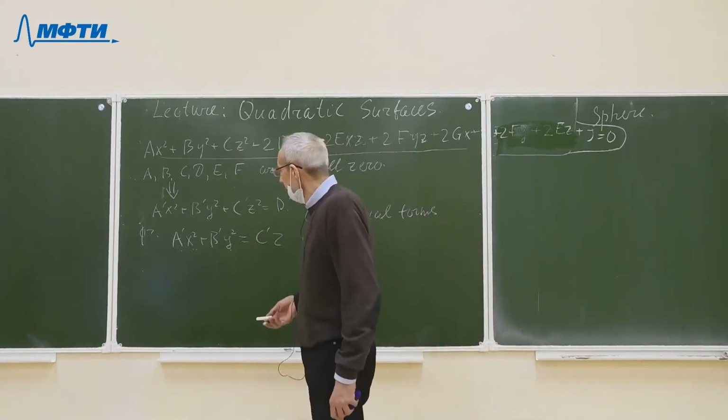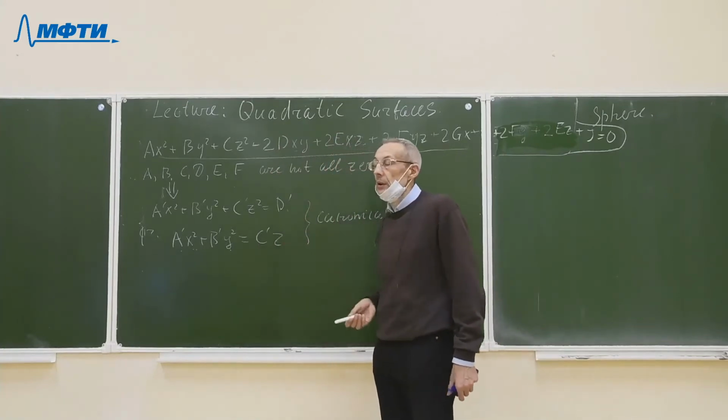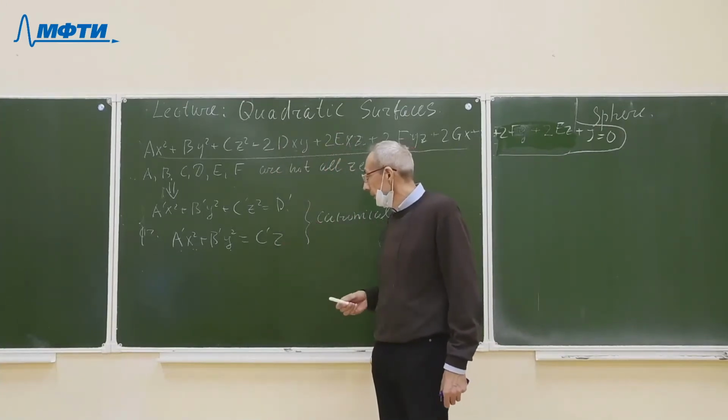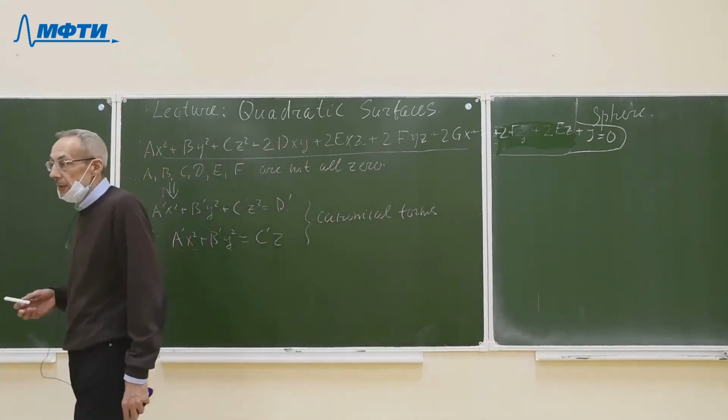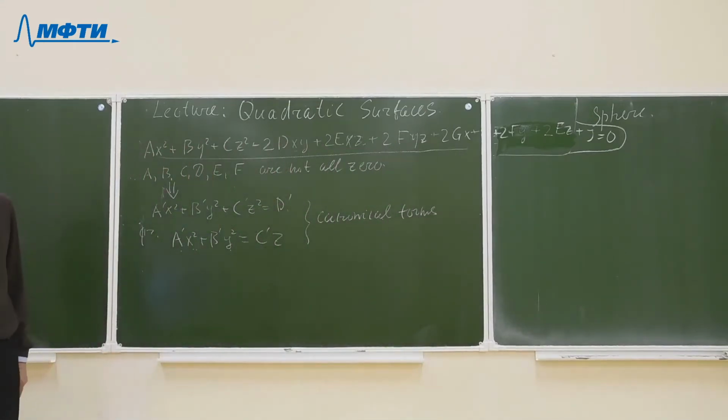The method of reducing the general equation to one of the canonical forms is the same as in the case of curves of the second order.